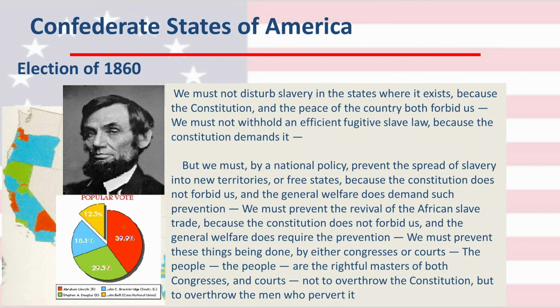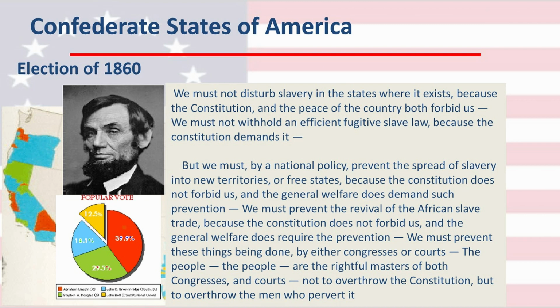We must not disturb slavery in the states where it exists, because the Constitution and the peace of the country both forbid us. We must not withhold an efficient fugitive slave law, because the Constitution demands it. As a constitutionalist, Abraham Lincoln favored enforcing current slave laws. He was not an abolitionist.